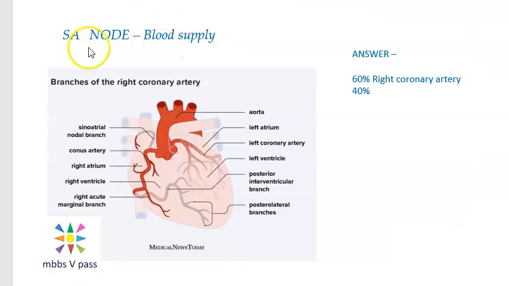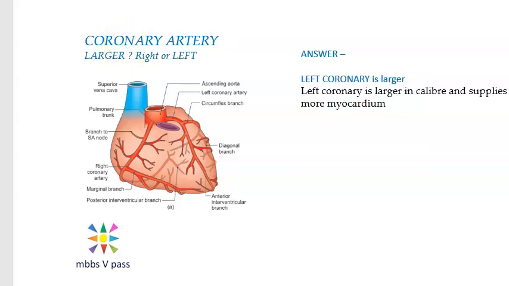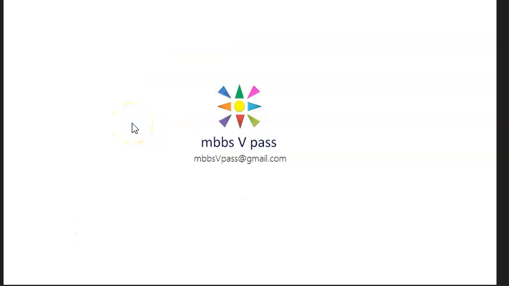So who supplies the SA node? In 60% of people, the right coronary will supply. From where are the coronary arteries arising? Ascending aorta. Very good. That much is enough. Right coronary is slightly anterior. Left one is slightly posterior. You can remember like that. Which one is larger, right or left? Left. The left coronary artery is larger. Remember. When do the coronary arteries fill? The blood flows through the coronary arteries during diastole of the heart. The heart must relax. Remember. Coronary arteries, now you are master.